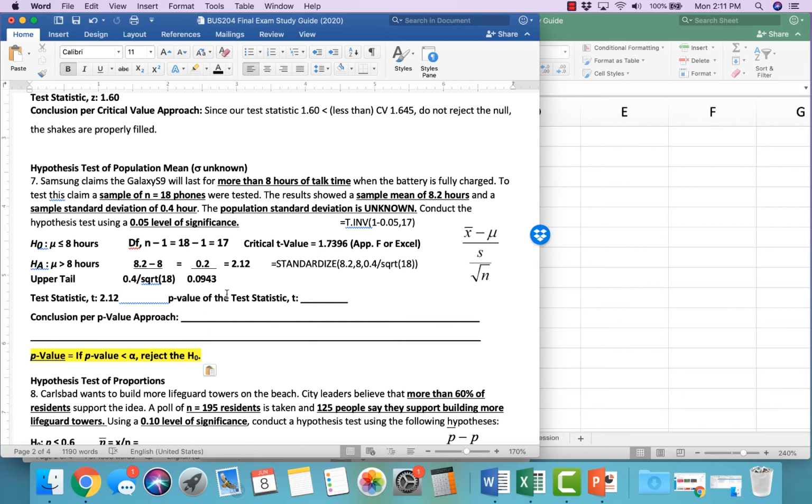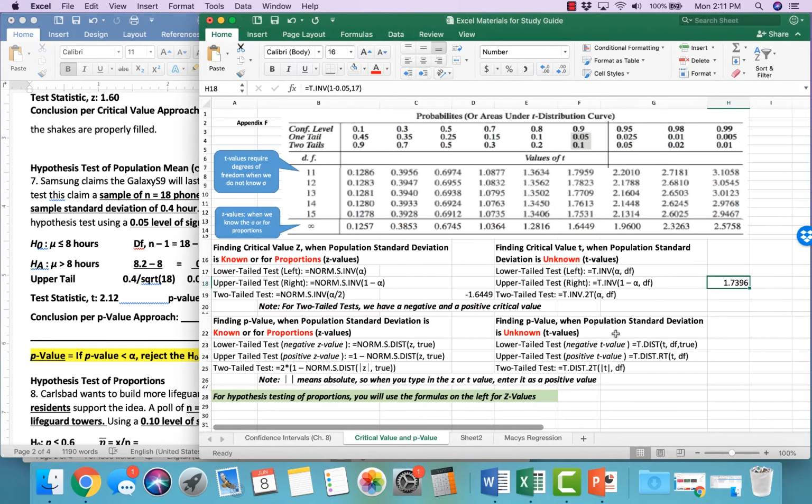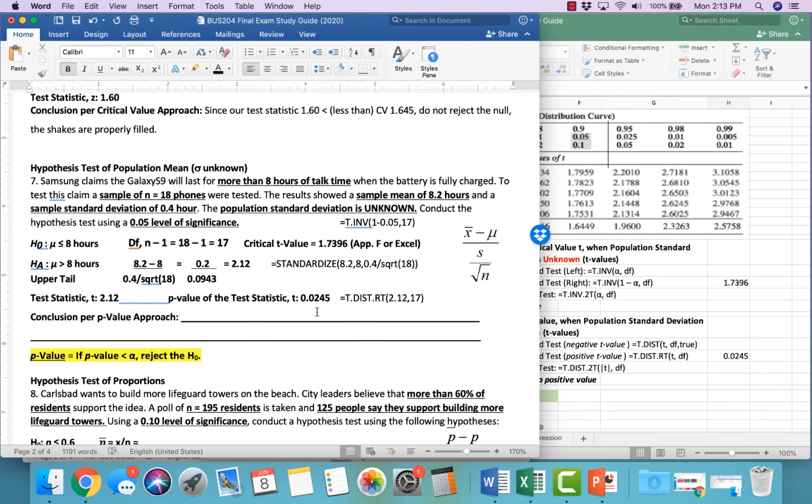To find the p-value, we're going to use Excel. So just looking down here, we're working with p-values when we don't know the population standard deviation. And it is an upper tail test, so I'm going to use this formula here. So typing in equals T.DIST.RT, my test statistic is the 2.12 I'll plug in, comma, the degrees of freedom of 17, and then closing the parentheses and hitting enter, we get 0.0245. So now what I have to do is compare the p-value, or the probability of getting this test statistic, to our alpha of 0.05.